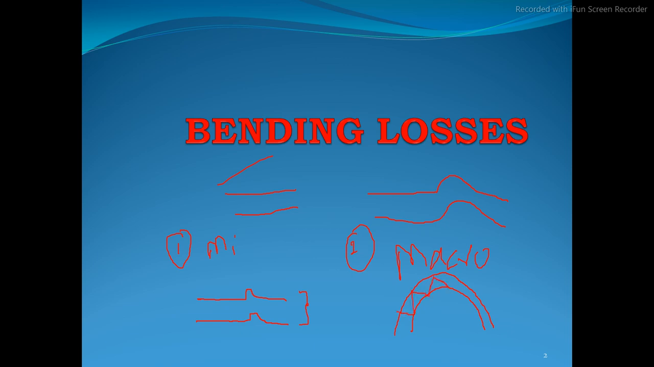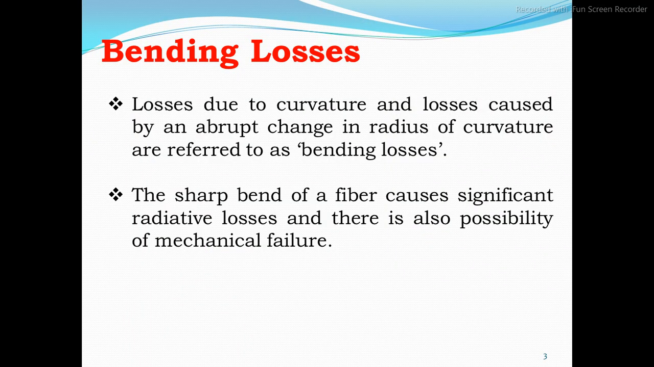According to the definition, what are bending losses? The loss due to curvature and the loss caused by an abrupt change. There will be sudden changes in the radius of the curvature, which is referred to as bending losses. Bending losses mainly occur due to mechanical failure. When you design the optical fiber it looks like a straight line, but due to mechanical failure there will be sudden changes in the core and cladding region.